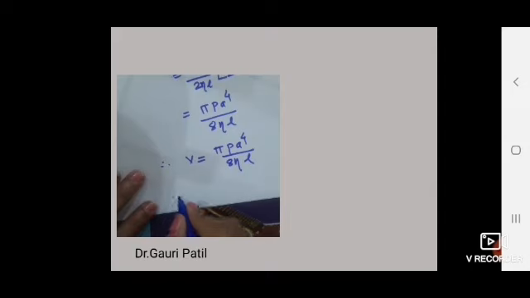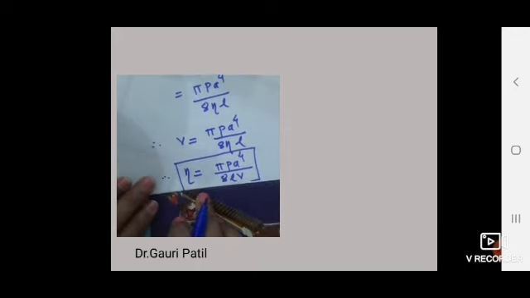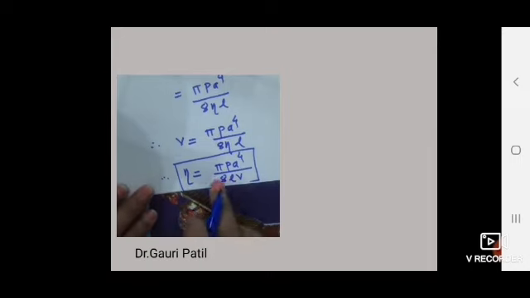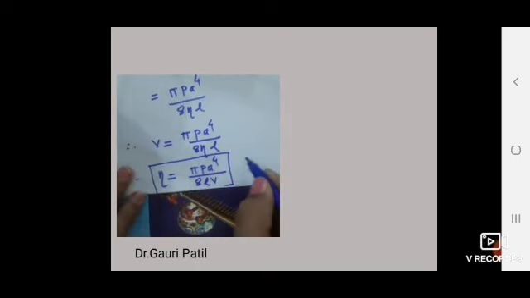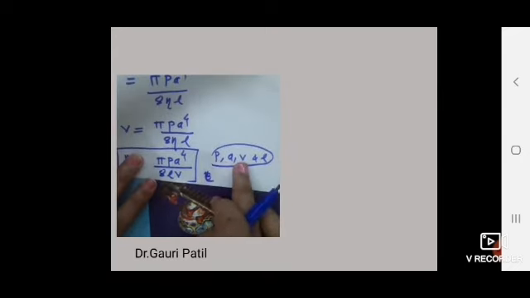So the coefficient of viscosity of the liquid, eta, is equal to pi p a raised to 4 upon 8 l V. This is the standard equation, called the Poiseuille equation for the coefficient of viscosity. If we know the values of P, a, V and L, the coefficient of viscosity of the liquid can be easily determined.